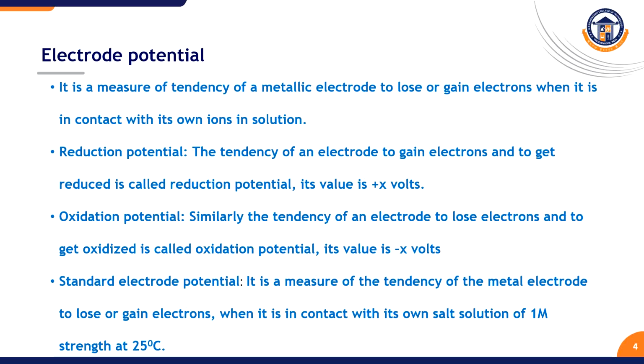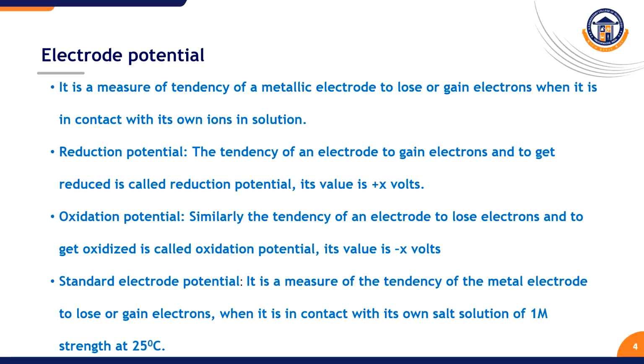The positive and negative sign here indicates whether the electron is gained or lost. But the magnitude of the potential is the same. It does not change, but the positive or negative sign is used to mention whether it undergoes oxidation or reduction. Then we will move on to standard electrode potential.